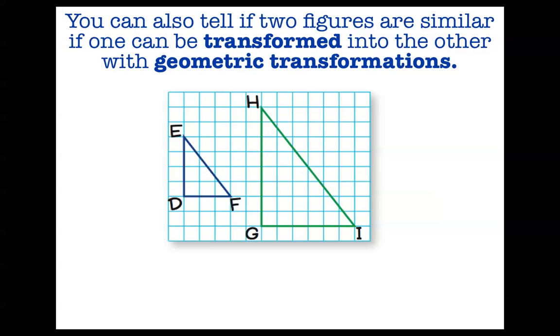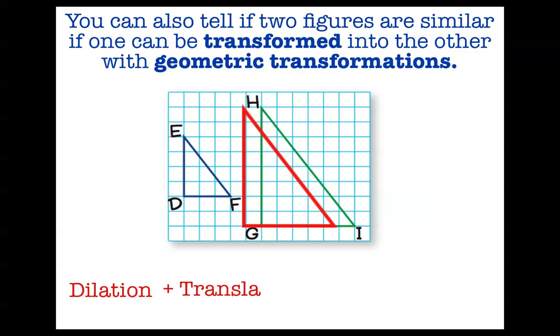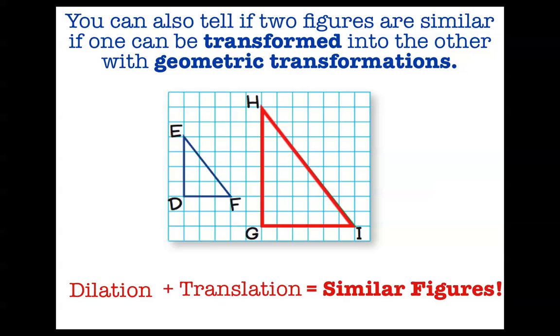You can also tell if two figures are similar if one can be transformed into the other with geometric transformations, like reflections, rotations, translations, and dilations. So if we take triangle EDF and we dilate it, and then we translate it, hey, that gives us similar figures. So yes, those two triangles are similar because the image was a result of doing geometric transformations to the pre-image.